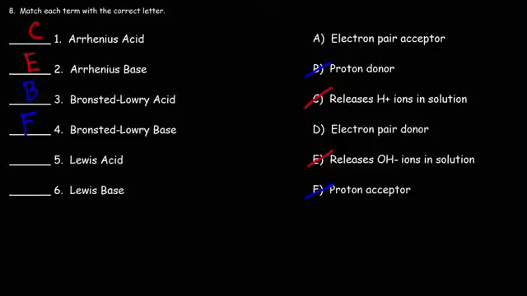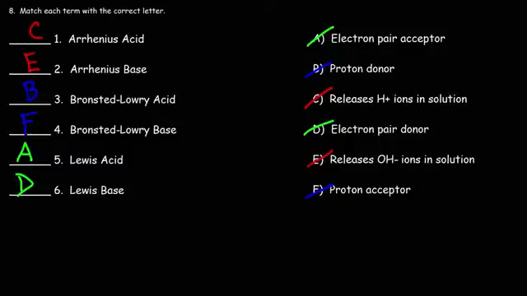Now, for the Lewis definition of acids and bases, it has to do with a transfer of electrons. A Lewis acid is an electron pair acceptor. A Lewis base is an electron pair donor. So number 5 is A, number 6 is D.